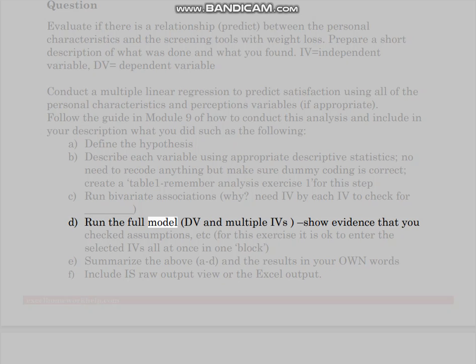D. Run the full model, DV and multiple IVs. Show evidence that you checked assumptions, etc. For this exercise, it is okay to enter the selected IVs all at once in one block. E. Summarize the above, A to D, and the results in your own words. F. Include the raw output, either the IBS output or the Excel output.